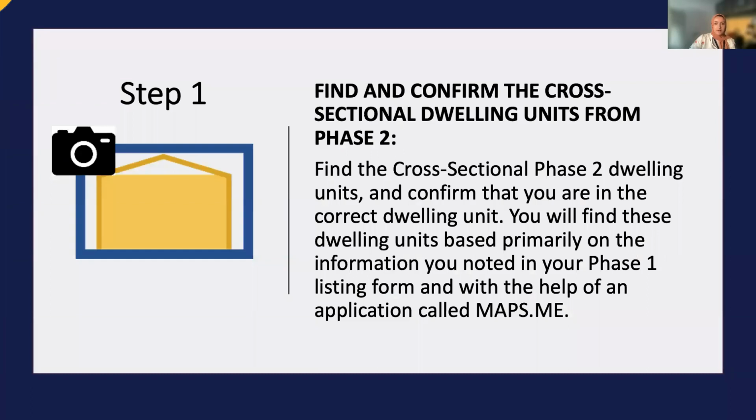So you found the phase 2 dwelling units, then you confirmed that you are in the correct dwelling unit, and you found these dwelling units based primarily on the information provided to you from the previous phase listing form. And with the help of the Maps.me application, you then updated your progress on the list of phase 2 dwelling units on the interview tracking form.